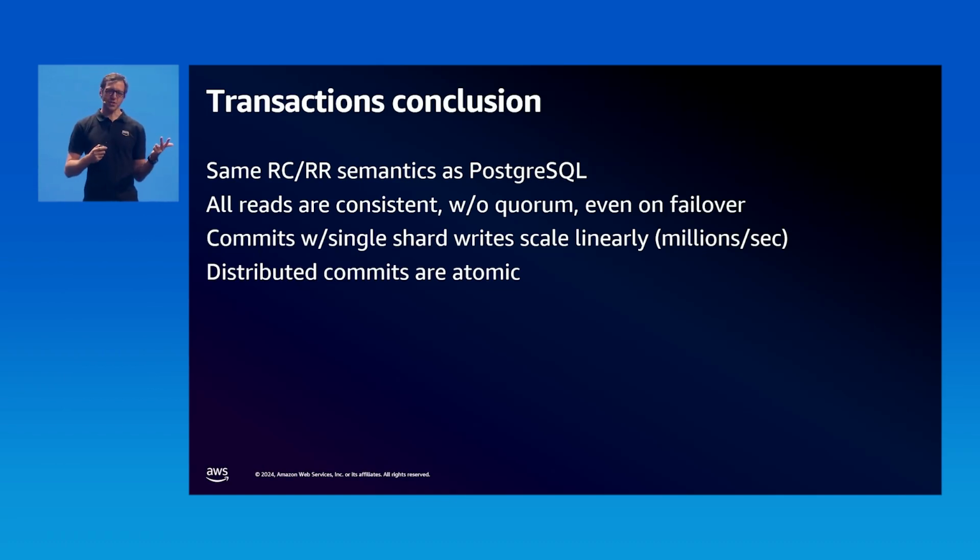Commits on single shards, like one-phase commit, where I only change one row in one shard, just scale linearly to millions per second. If you have two-phase commits across multiple shards, we always ensure consistency for you, so ACID transactions, including atomicity. Great. These are really exciting new features that we introduced with Limitless. It is in preview, so you can subscribe to it and use it in your account.